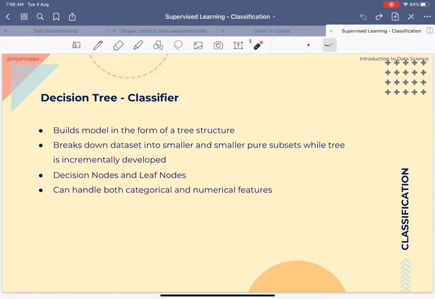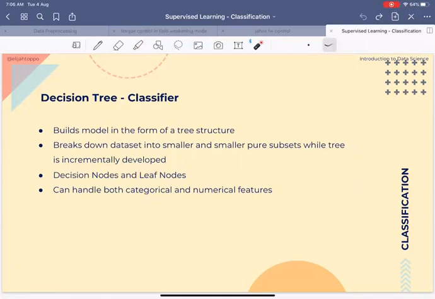So the idea is it breaks down the data set into smaller and smaller pure subsets while the tree is incrementally developed. Pure subsets means we are looking at groups of examples where all the classes are the same, all the target variables are the same. So if we are talking about 1000 different rows, and those rows can have different classes, we look for dividing them into groups where, within a small subset, all the classes are similar. When we go to the example, it will make more sense.